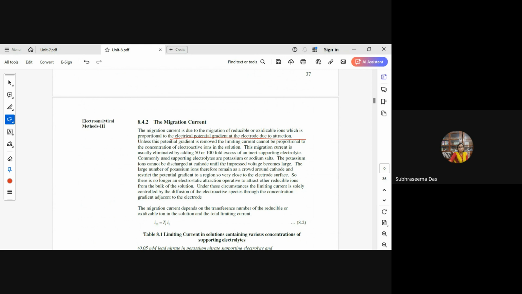Mostly these are potassium or sodium salts. The potassium ions cannot be discharged at the cathode until the voltage becomes very large. The large number of potassium ions crowd the cathode and ultimately restrict the potential gradient, so that they remain very close to the electrode surface. As a result, there is no longer an electrostatic attraction to draw other ions from the solution. Under these circumstances, the limiting current is solely controlled by the diffusion of the electroactive species under consideration.